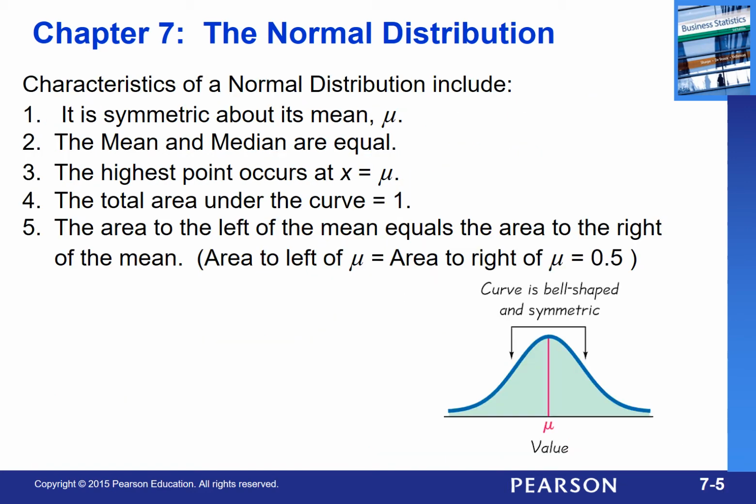Okay, so combining what we just saw, here's what we know. It's symmetric about the mean. The mean and median are always going to be the same because of the symmetry. And the highest point occurs at the mean. The total area under the curve has to be 1. That's the law of total probability, that everything must add up to account for everything possible, aka 100%. So the total area is 1.